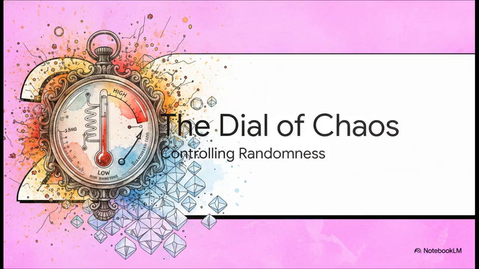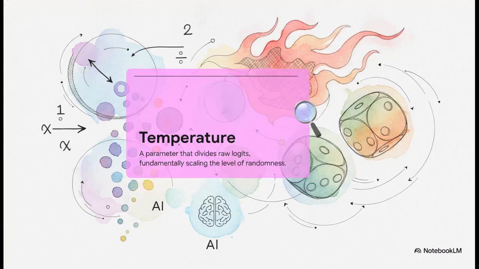Section 2. The Dial of Chaos. Enter the temperature dial. This is the ultimate mathematical solution to that repetition problem, and the name actually comes directly from statistical mechanics and thermodynamics. Think about physics for a second. When you raise the temperature of water, the molecules gain kinetic energy and bounce around chaotically into steam, right? When you lower it, they freeze into predictable, rigid, highly structured ice. AI temperature does the exact same thing to language.